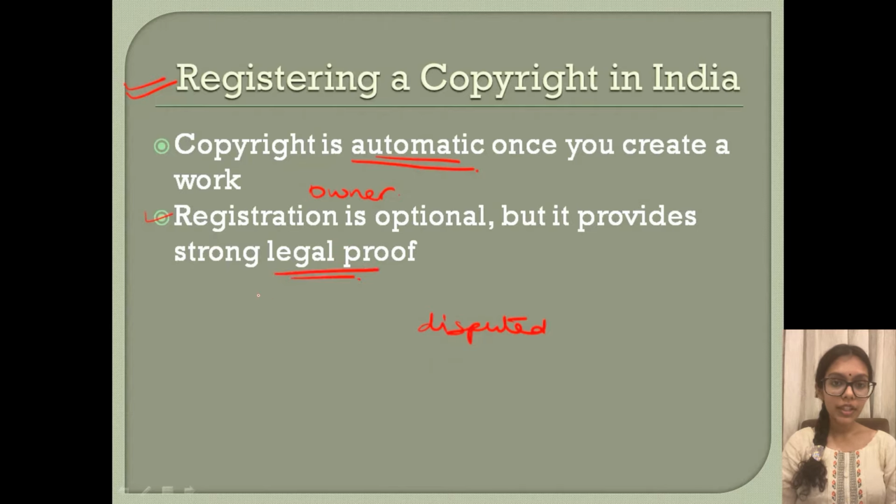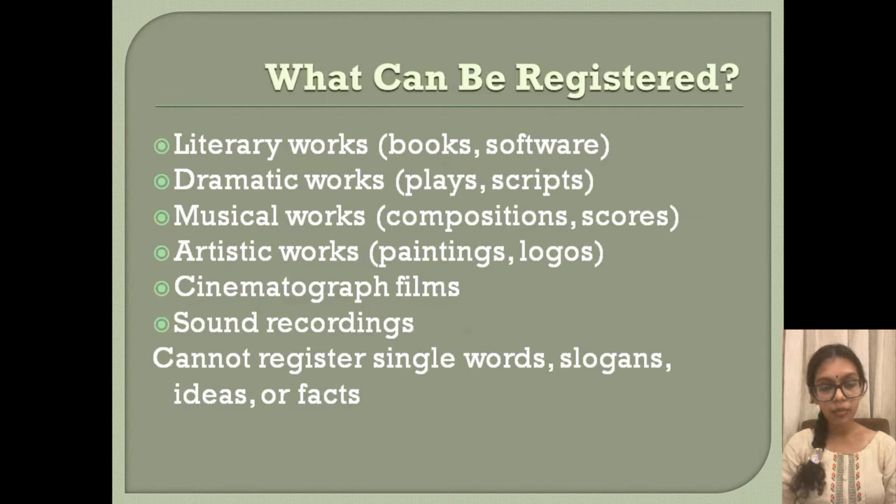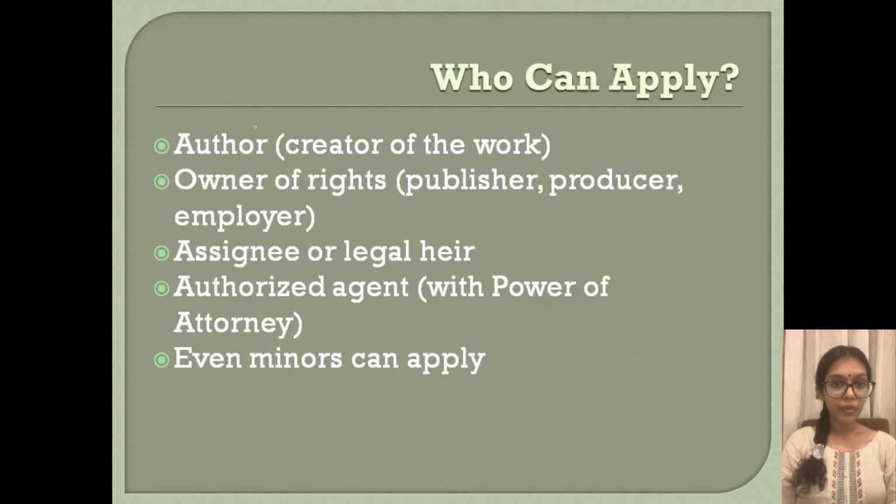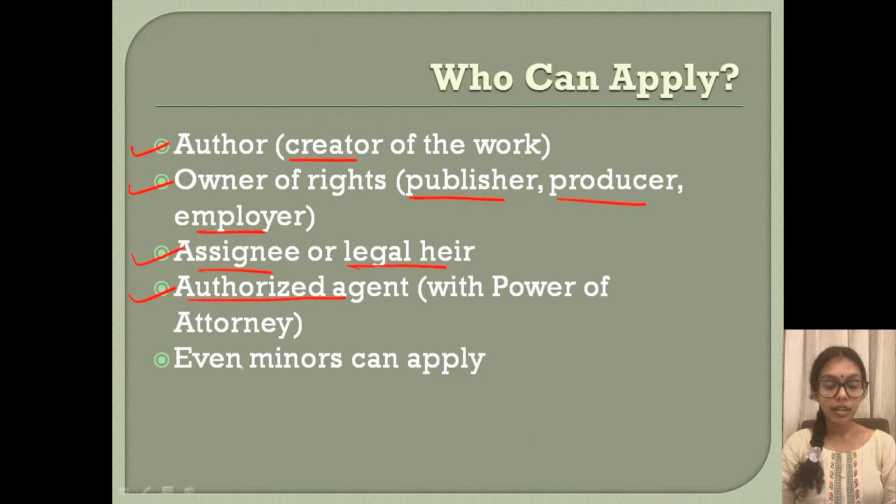So of course, in the previous sessions we have already talked about the things that can be copyrighted, so we don't need to go through this once again. But let's talk about who can apply for copyright registration. So, of course, first one is the author who has created the work. Second one is the owner of those rights. So, it can be either a publisher or a producer or an employer. Now, the third one can be a legal heir or an assignee. And fourth one can be an authorized agent with a power of attorney. And just keep in mind that even minors can apply for copyright.